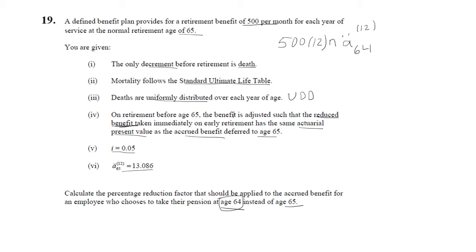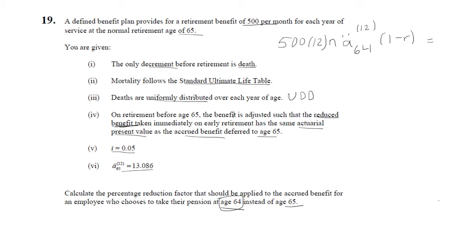So that's bullet point 4. We're going to call it 1 minus R, where R is the amount we're going to be reducing it by. And this has to be actuarially equivalent to the present value of the accrued benefit deferred to age 65. So we're going to be taking the age 65 and discounting back to age 64.